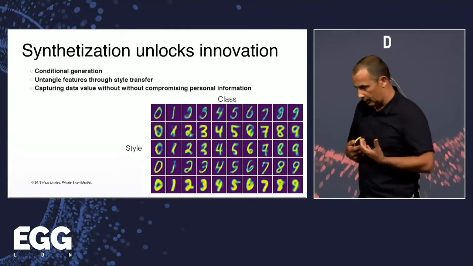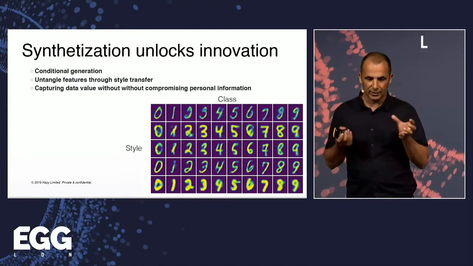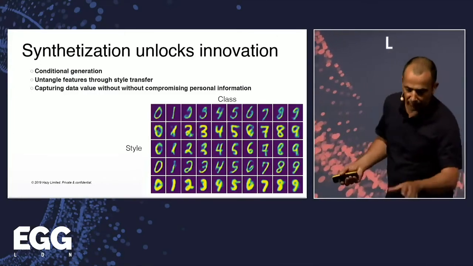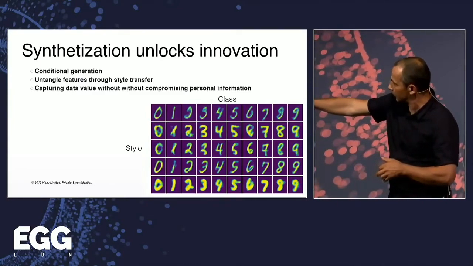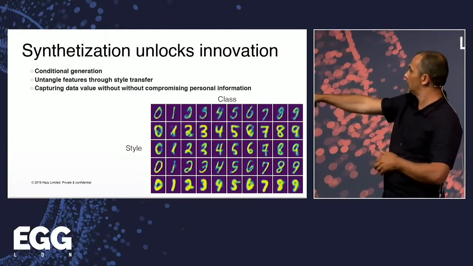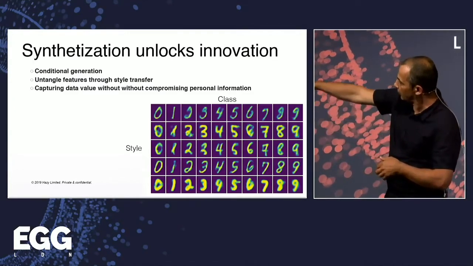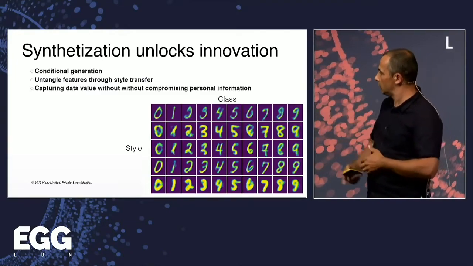I think this idea of synthesization for conditional generation is very powerful. This is an example again from MNIST, where in the columns is a class, a number from 0 to 9, and in the rows is a style. You can see that different noise vectors give a different style, and you can generate things that do not exist, okay?